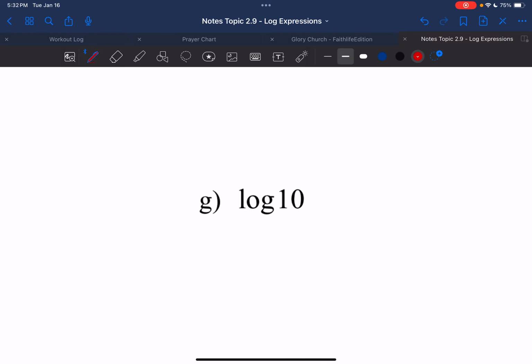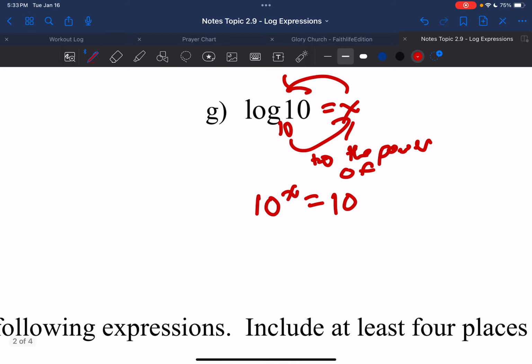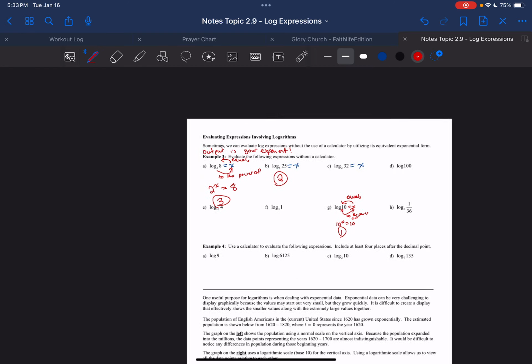And then a fun one here is log base 10. Remember, if it's just log by itself, it's just saying log base 10 of 10 equals x. To the power of equals. And please write it out like this every time for a while. I know it's cumbersome. I know it takes time, but I promise you'll remember it long term. So 10 to the power of x equals 10. What is that? Well, obviously, 10 has to be to the first power to be itself. Okay.